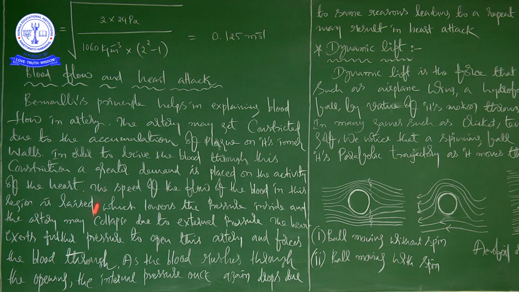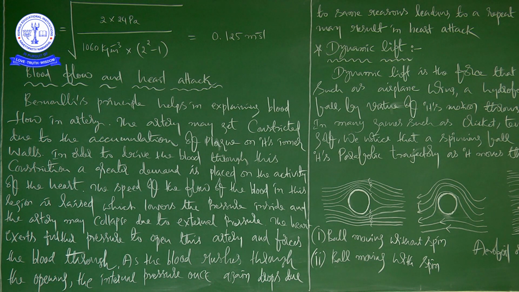The speed of the flow, this is the important point. Please try to notice this point. From here onwards, he starts to give the reason. The speed of the flow of the blood in this region is raised, which lowers the pressure inside the artery, which may collapse due to the external pressure. Okay, right. The heart exerts further pressure to open this artery and forces the blood through. As the blood rushes through the opening, the internal pressure once again drops. That is the main problem. Due to the same reasons, leading to a repeat collapse.